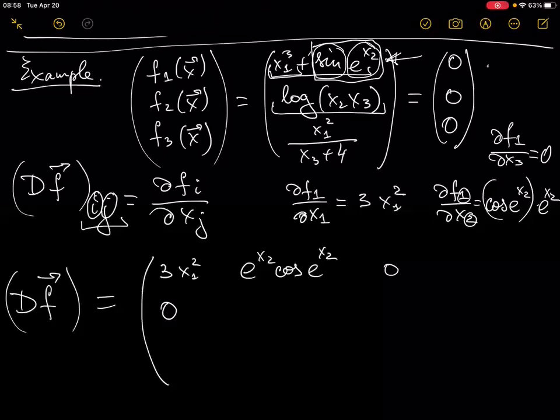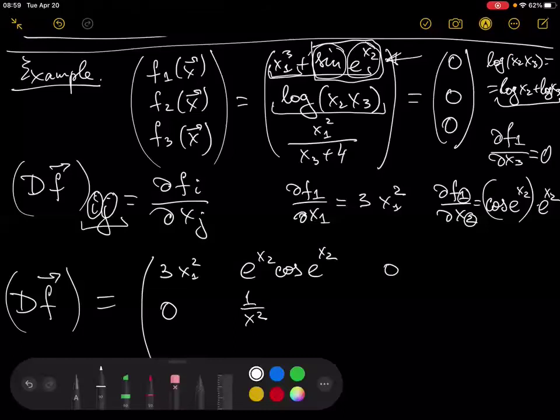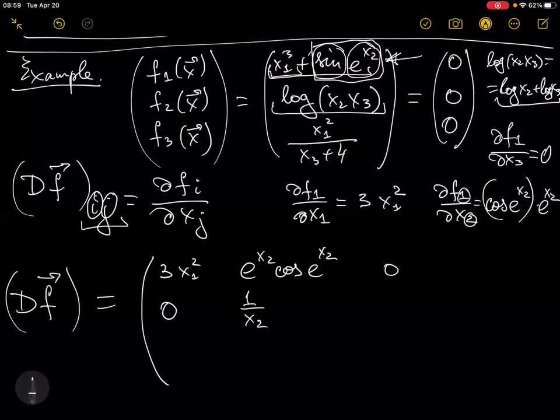Okay, so logarithm of x2 x3 can be represented as logarithm of x2 plus logarithm of x3, right? So can you compute the derivative with respect to x2 of this expression? Just 1 over x2. Right. And what about derivative with respect to x3? Just 1 over x3. Right.